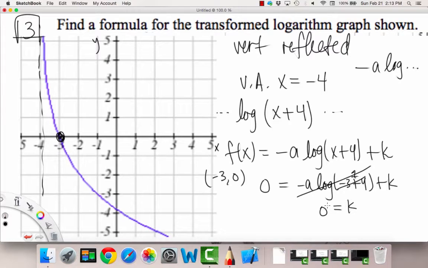So that means that our graph is not being vertically shifted up or down. Now we have f of x is equal to -a times log of x plus 4, and the only task we have left is to figure out what this a is. So let's continue this and finish up on the next slide.